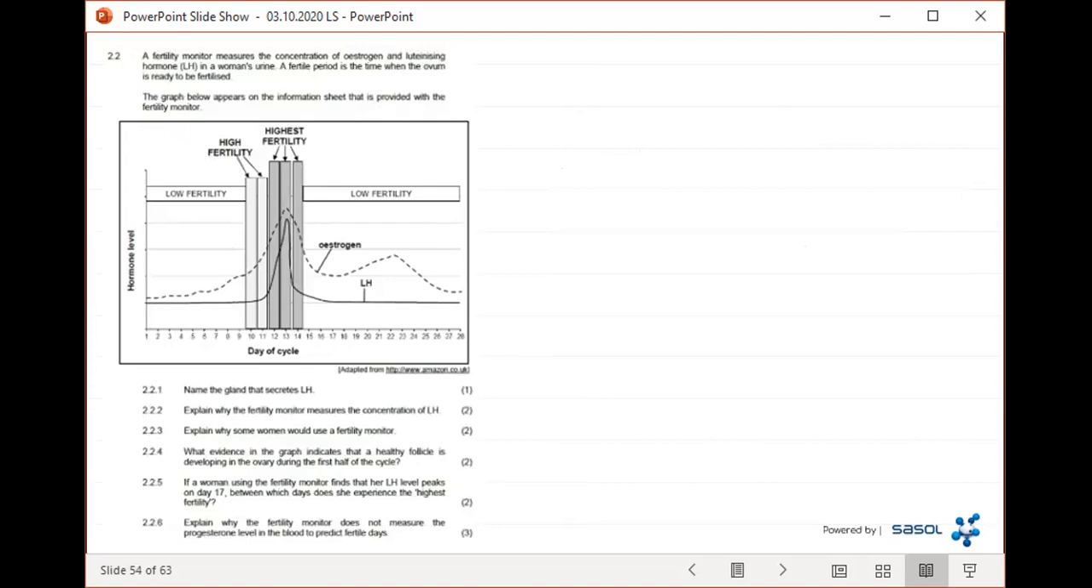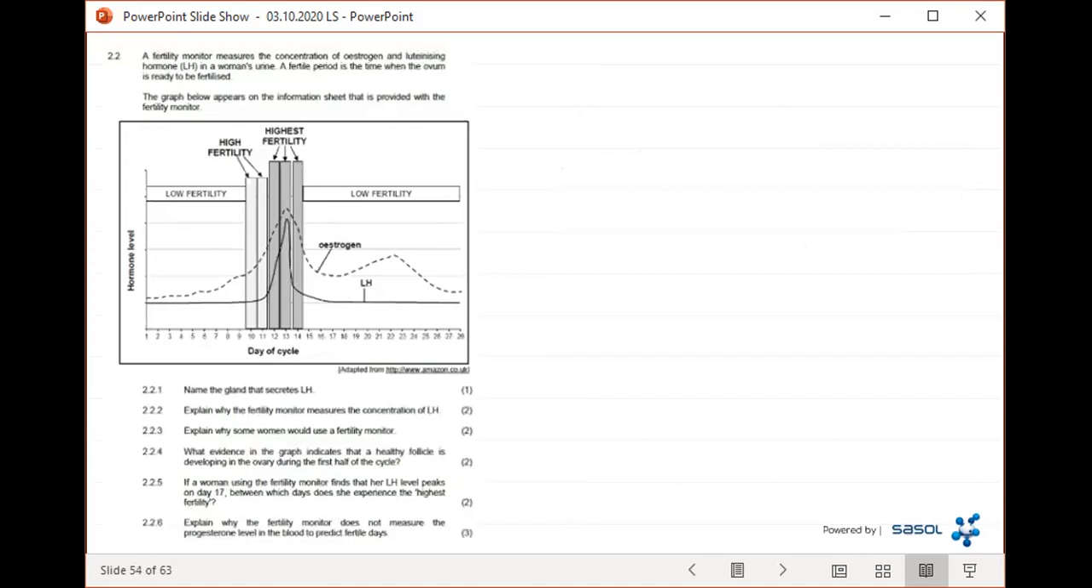Then question 2.2. It reads, a fertility monitor measures the concentration of estrogen and luteinizing hormone in a woman's urine. A fertile period is the time when the ovum is ready to be fertilized. The graph below appears on the information sheet that is provided with the fertility monitor.